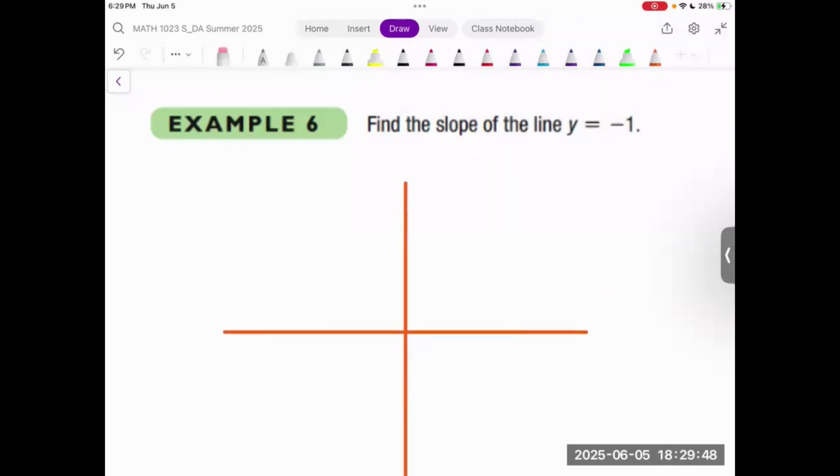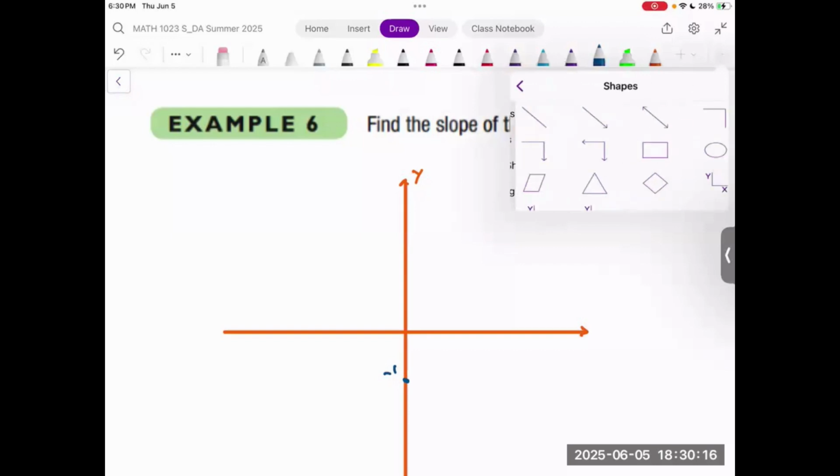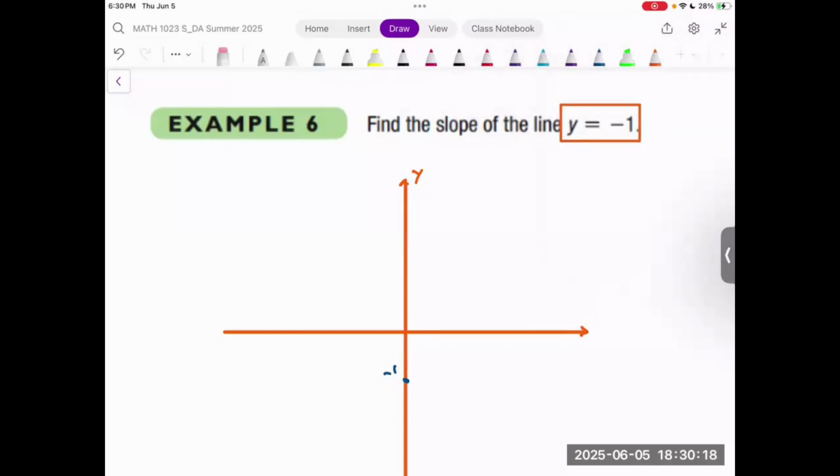Okay, the way to do it is, since it says y equals -1, just go to the y-axis and look for -1. What is it? And from there, what direction are you going to go? Should you go vertical or horizontal? Horizontal, obviously, right? Vertical would be the y-axis, right? So from that point, you're going to go horizontal. And you're all set.